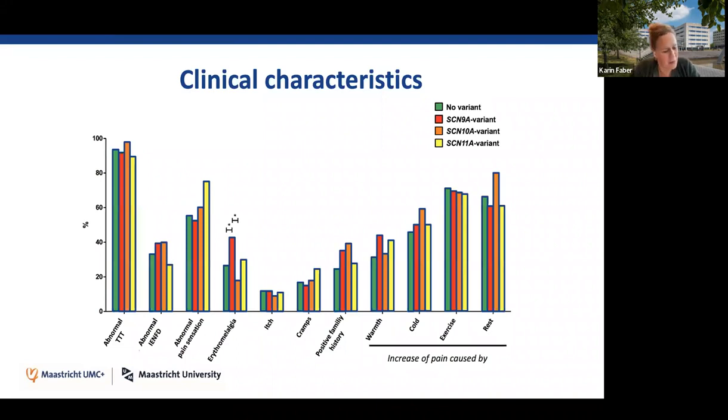We've done the same to compare the clinical characteristics of variants in SCN9A, SCN10A, and SCN11A, and only erythromelalgia-like symptoms are present more frequently in SCN9A.